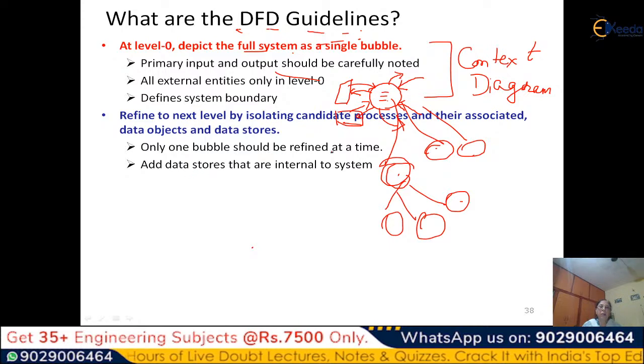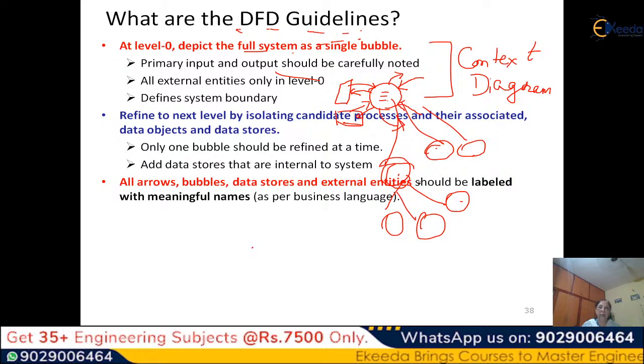So only one bubble should be refined at a time. Add data stores as the internal. So whatever was internal, now you have to add some data stores. So not only will there be arrows going out and coming in, but also some data store, which will have the persistent data, the data that you need to store as a part of the system into your databases or into your file systems.